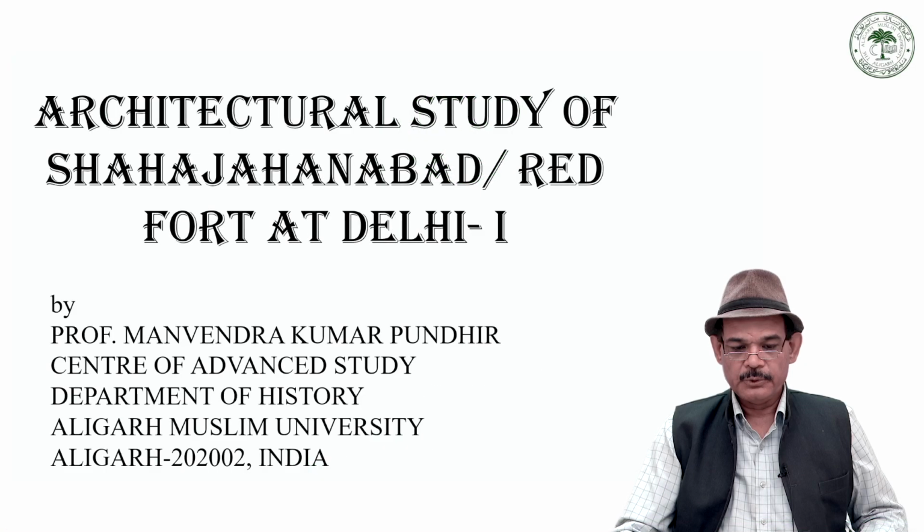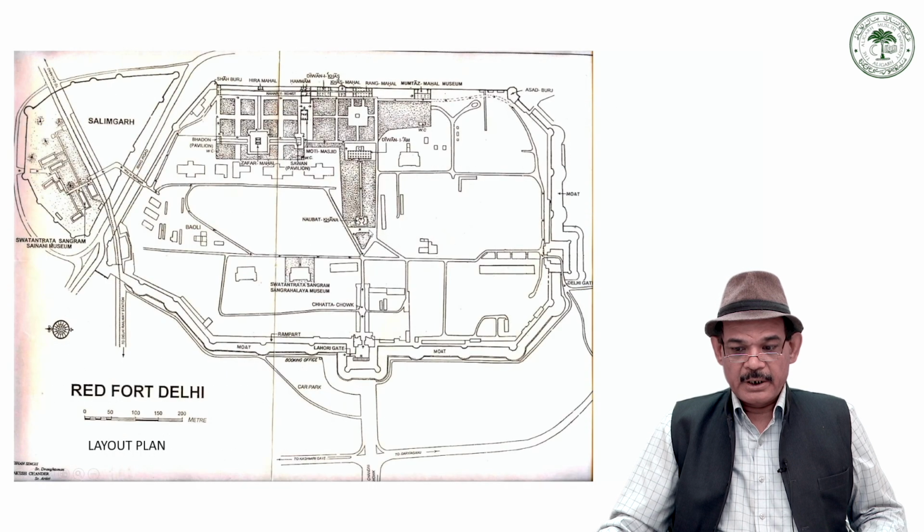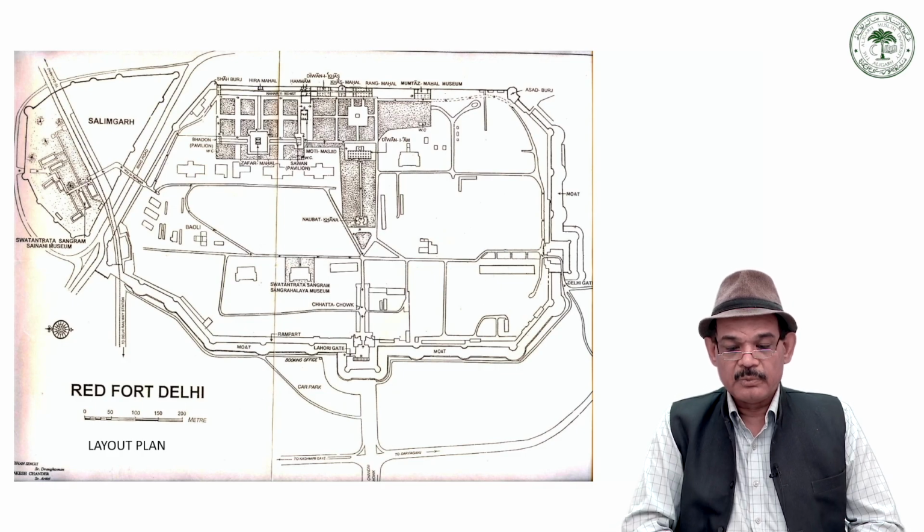Well, I'm going to now discuss the architectural characteristic features of Shahjahanabad. Shahjahanabad means the Red Fort at Delhi, and it was built by Shahjahan. Before shifting the capital to Delhi, the Mughal capital was Agra.